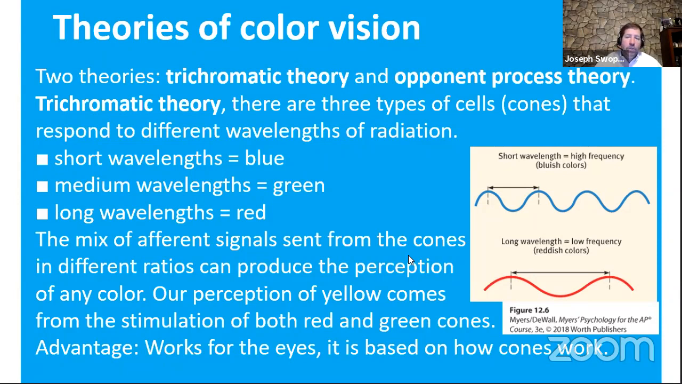It's interesting, you don't see color. You sense, or you don't sense color, you sense radiation, you sense wavelengths of light. You perceive color. Our perception of yellow comes from the stimulation of both red and green cones. When our brain gets red and green signals, our brain says, oh, I know what that is, that's yellow. The advantage of this theory, remember there's two theories, is that it works for the eyes. It's based on how cones work. But remember, there's another theory.